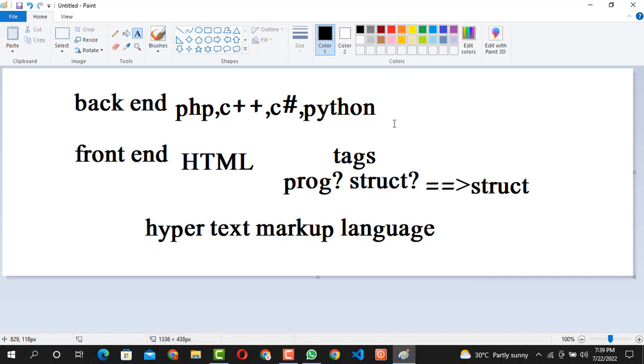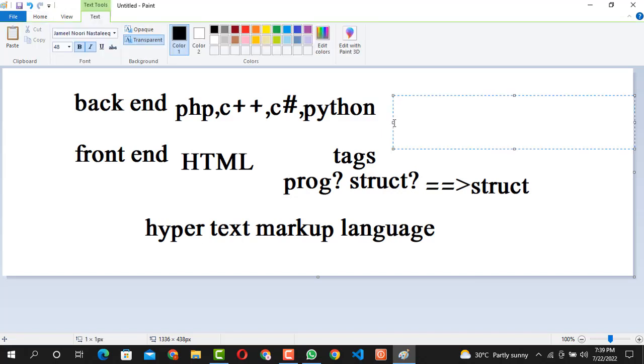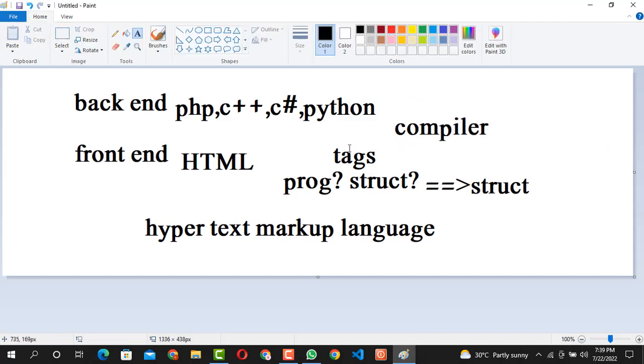The next thing is that there is a term and a software that is referred to as a compiler. A compiler is used in different programming languages as well as structural languages. A compiler is used for the conversion of high level language to low level language. What is the difference between high level and low level? All those languages that are understandable by human beings are referred to as high level languages, and all those languages that are understandable by machines are referred to as low level languages.